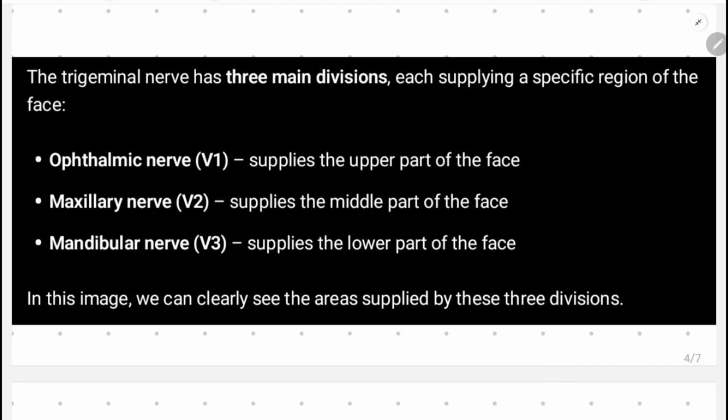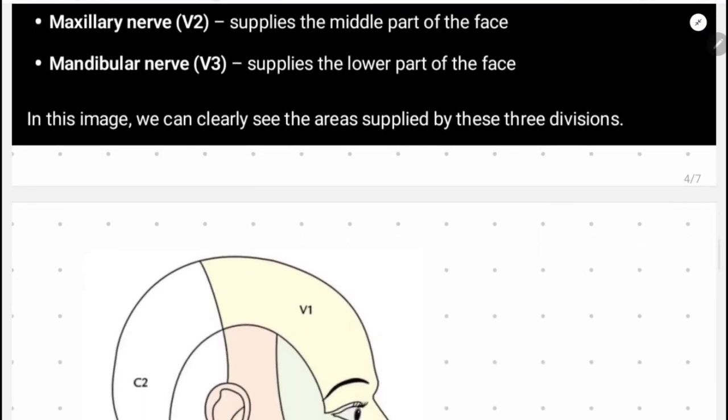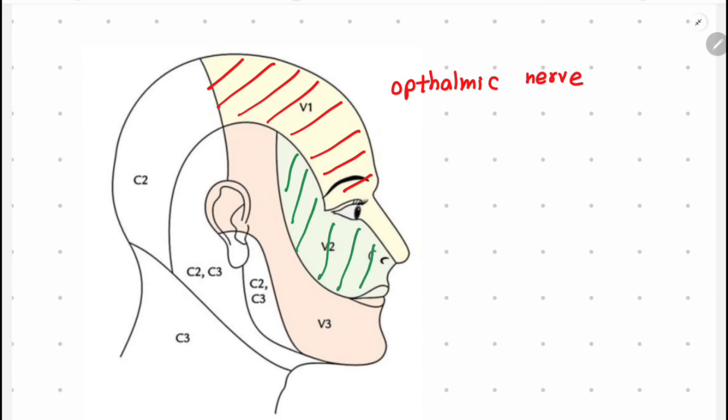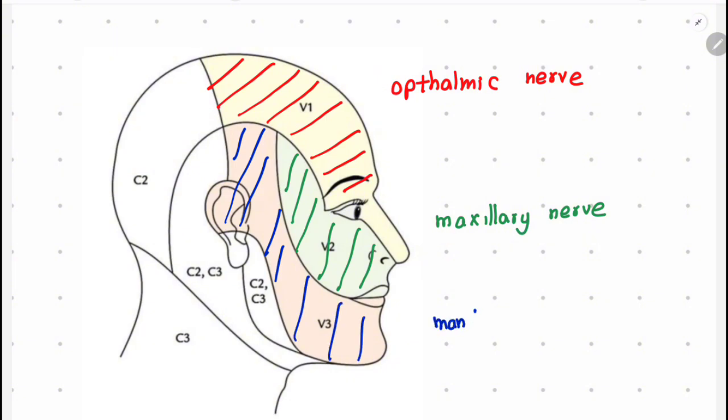The ophthalmic nerve supplies the upper part of the face. Maxillary nerve supplies the middle part of the face. Mandibular nerve supplies the lower part of the face. In this image, we can clearly see the areas supplied by these 3 divisions.